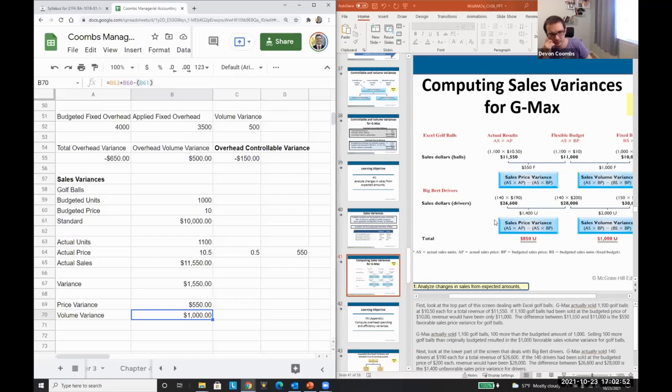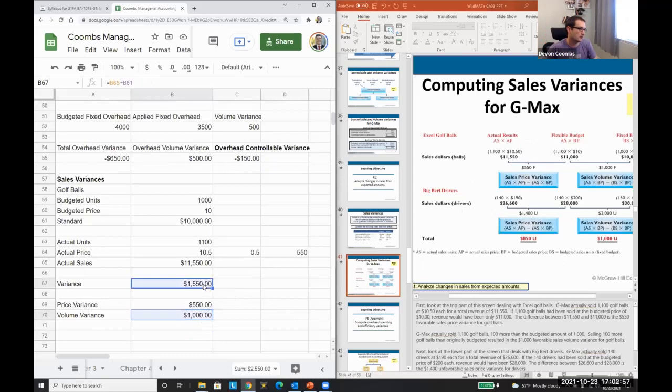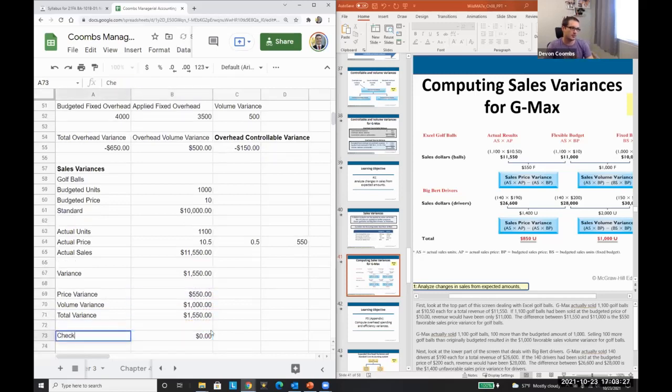I don't want to do the drivers too because I think it's self-explanatory. And so this makes sense. These two together equals our total variance. Our 550 plus our 1,000 equals our 1,550, the total variance. That's our check. 1,550 minus 1,550. Check should be 0.